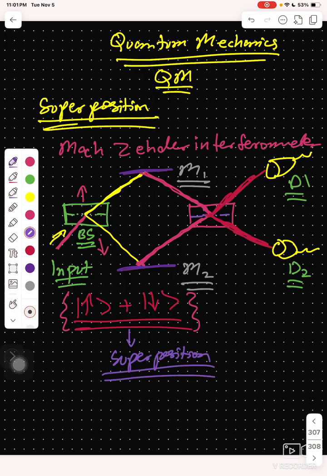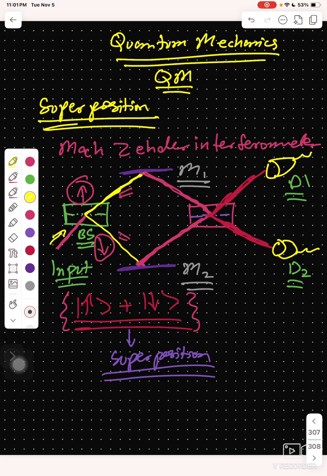Okay, so in classical physics, we say that half of the light beam went up, or half of the photons went up and half of the photons went down, which would be absurd, because in quantum mechanics it's the opposite. It goes both up and down. It's the same for both.